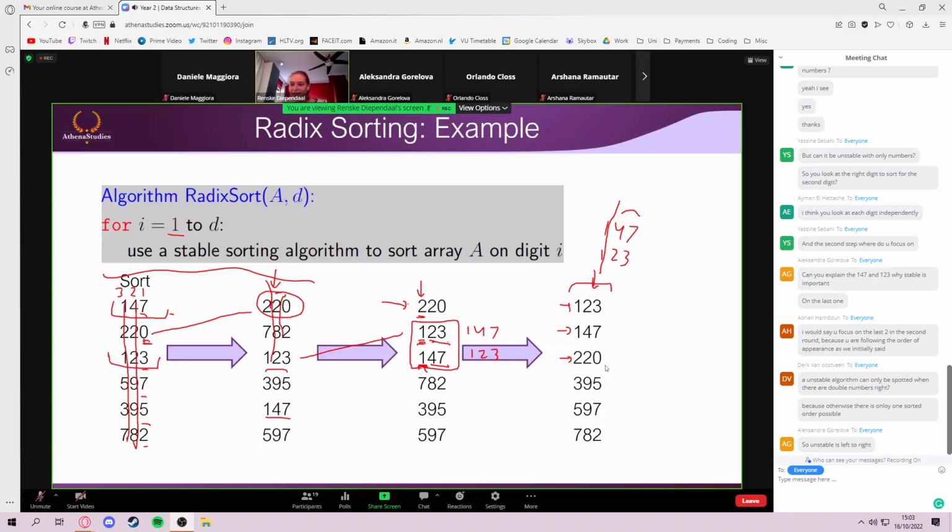Okay, sorry, a lot of questions. I hope the stable is clear now. Okay, I would say you focus on the last two in the second round because you're following the appearance as we initially said. Yeah, so technically you're only looking at the second digits, but because you use a stable sorting order, you sort of also look at the last two digits, right? Or the middle and the right one. But technically you only focus on the middle digit.